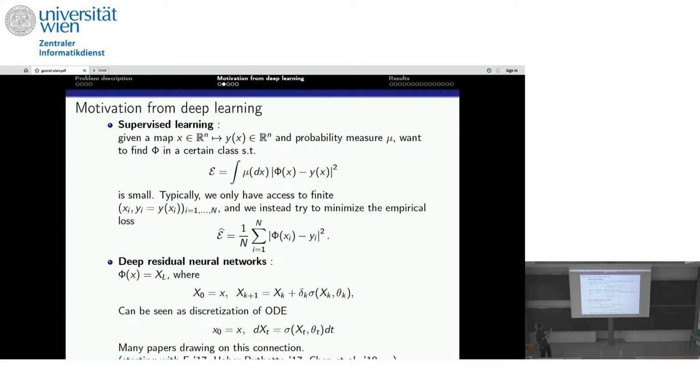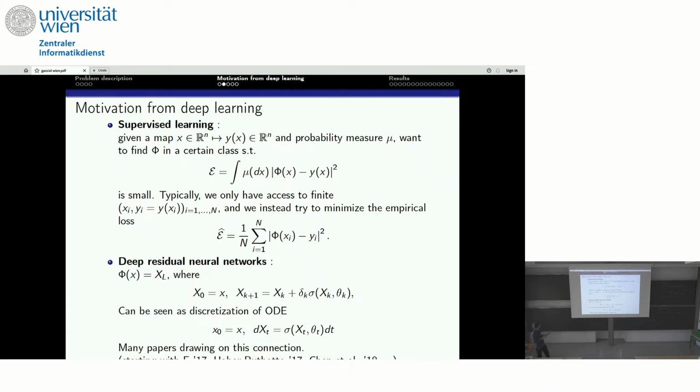Let me describe quickly the idea. We have some map which goes from R^n to R^n, to simplify, and we don't know it, but we would like to approximate it by some other function. We want to say this expectation, this is an expectation, we know the probability measure. So we have this unknown map y. We want to approximate it by a map phi, and we want this to be small.